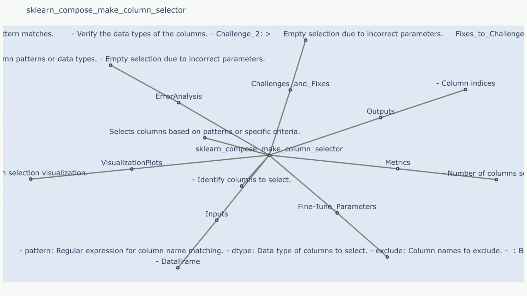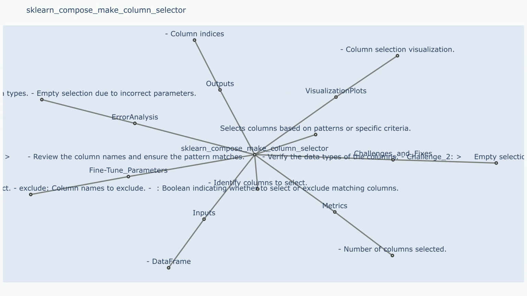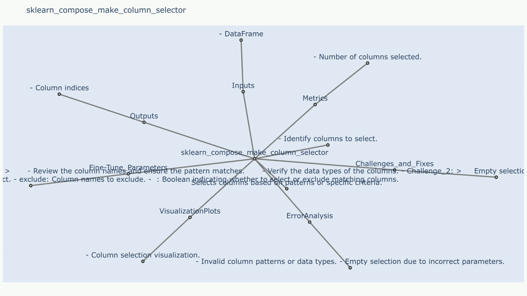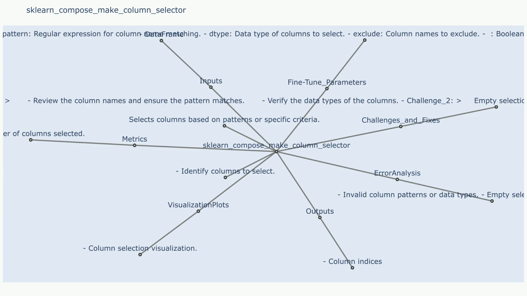Fine-tune parameters. Pattern fine-tuning: the regular expression pattern can be used to target specific columns more precisely. Dtype: selecting the correct data types ensures that only relevant columns are included. Exclude: specifying columns to exclude allows for removing unnecessary or problematic features. Dtype include: this parameter allows for selecting only specific data types, potentially simplifying the feature selection process. Dtype exclude: this parameter allows for excluding specific data types, which can be useful in scenarios where certain data types might lead to issues in the model.